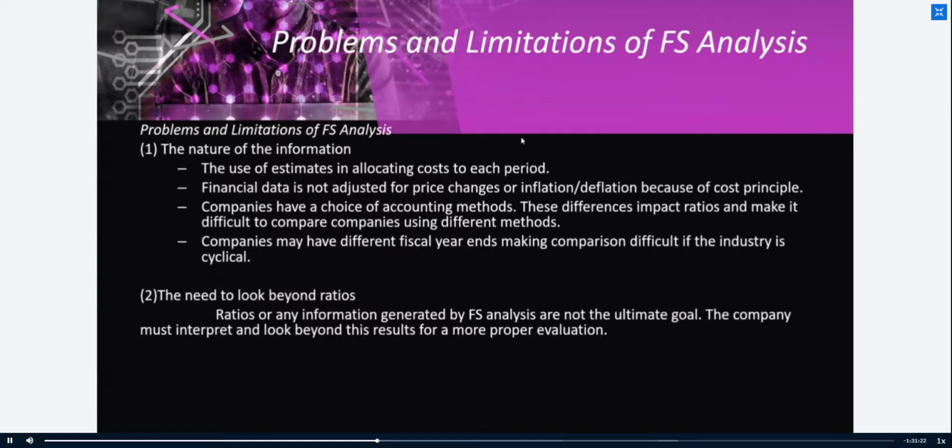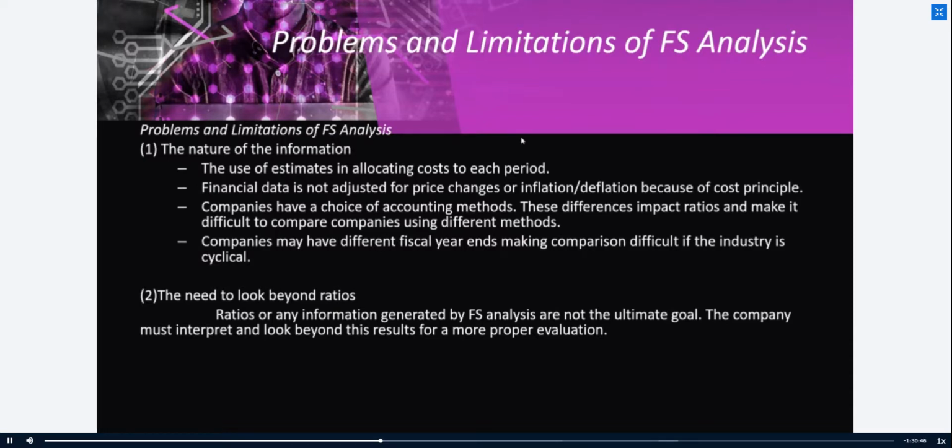Now, it's also mentioned here that it might be difficult to compare companies with different fiscal years. Meaning to say, what if company A runs its business from March to February? Of course, we can do that. Another company can operate in the calendar year. That's also allowed.